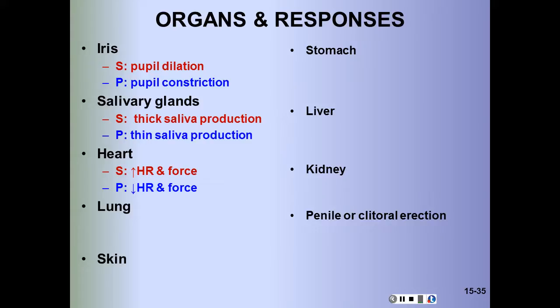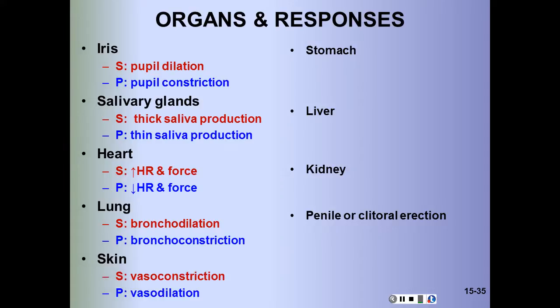With the heart, of course, the sympathetic, as I said, is dealing with fight or flight. You're going to have an increase in heart rate and force, and an opposite reaction with our parasympathetic. Our lungs are going to have bronchodilation. So the bronchi are going to be open a lot more, just to ensure we have sufficient airflow. And parasympathetic is going to be bronchoconstriction. With the skin, what do you think will happen? We'll have vasoconstriction for our sympathetic and vasodilation for our parasympathetic.